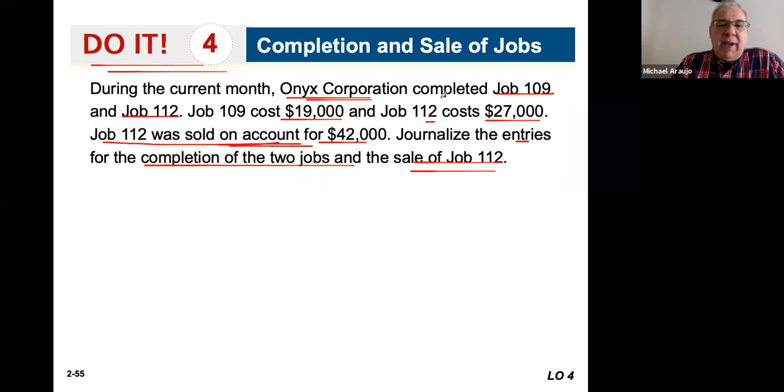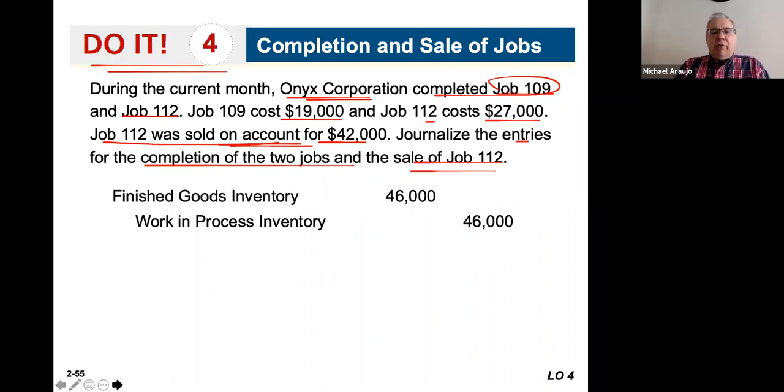Okay. So remember, when they complete the jobs, they have to be moved out of work in process into finished goods. So the first thing you know is that these jobs, the $19,000 and the $27,000, are totaled together for $46,000. Both of these jobs are moved into finished goods inventory with the debit. They're moved out of work in process inventory with the credit. So that's the first part. Those jobs are completed and they're moved into finished goods.